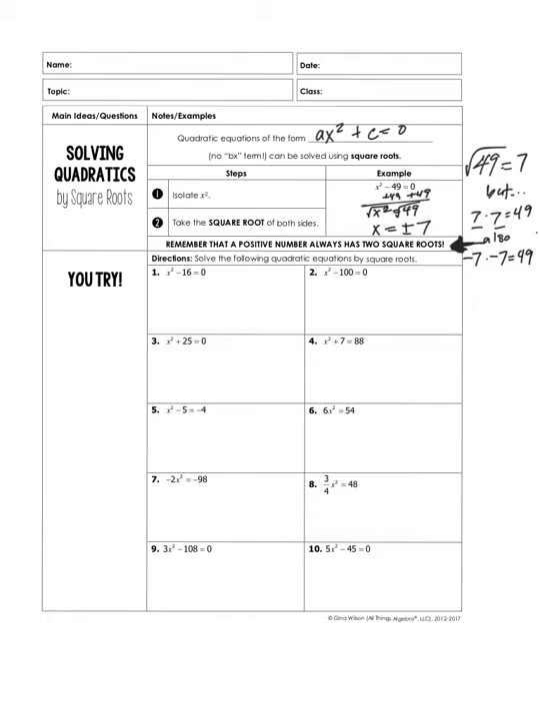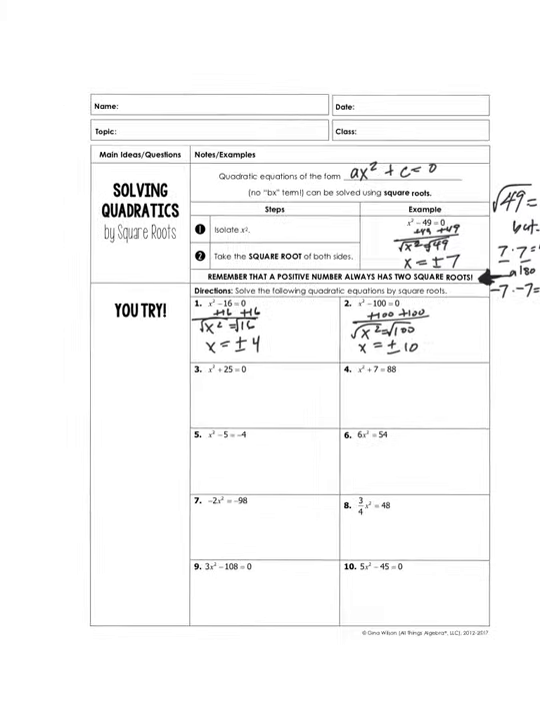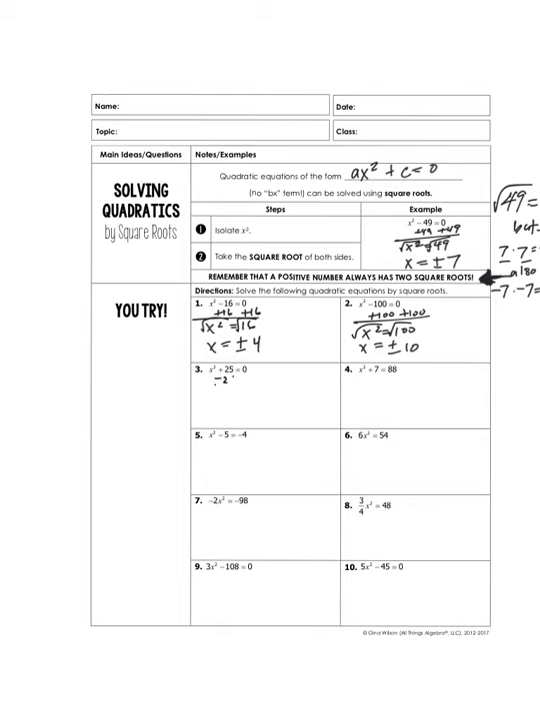All right, moving on. Number 1, add 16 to both sides. X squared equals 16. Take the square roots, and x equals plus or minus 4. Add 100 to both sides. X squared equals 100. Take the square root. X equals plus or minus 10. Subtract 25 from both sides. X squared equals negative 25.